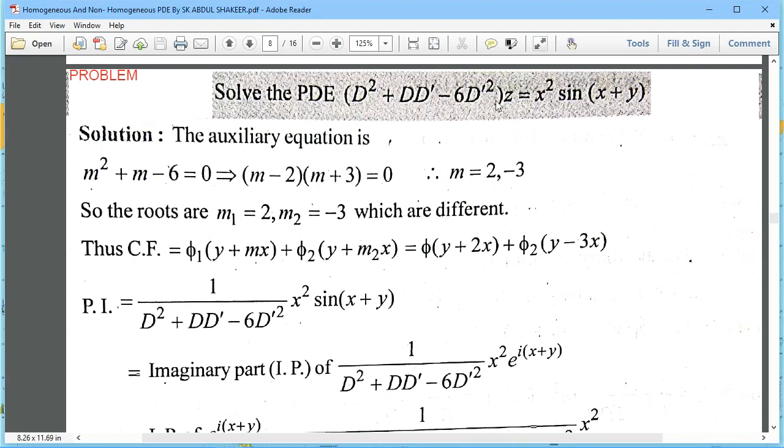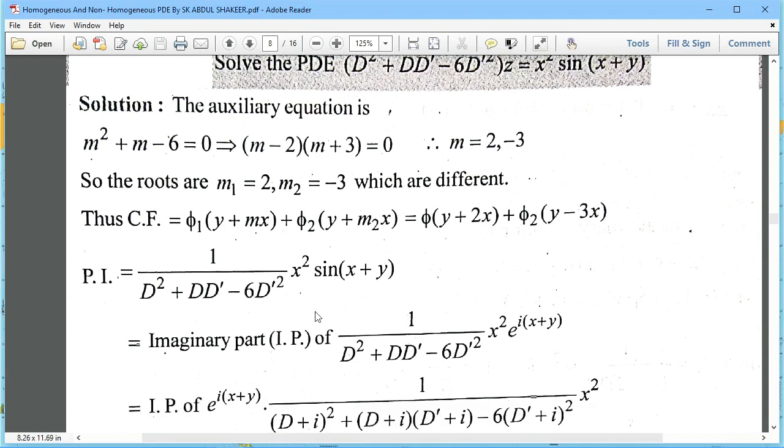So f(D, D') is the expression on the left hand side, and the right hand side expression is x square into sin of (x plus y). It is the product of a polynomial in x. Here we have to take the imaginary part of e power i(x plus y), because the e power i theta formula is cis, that is cos theta plus i sin theta.